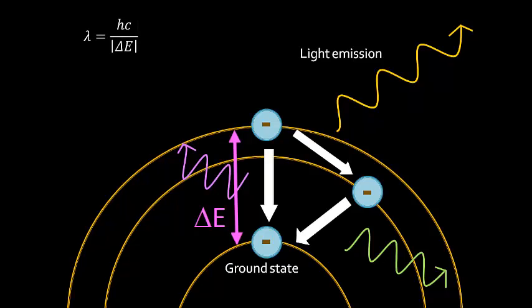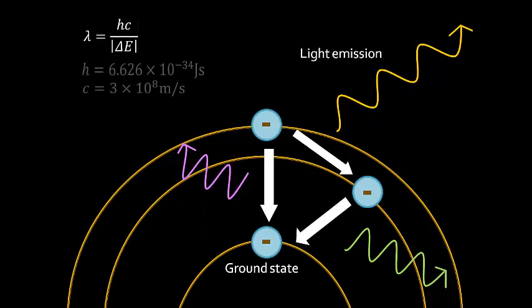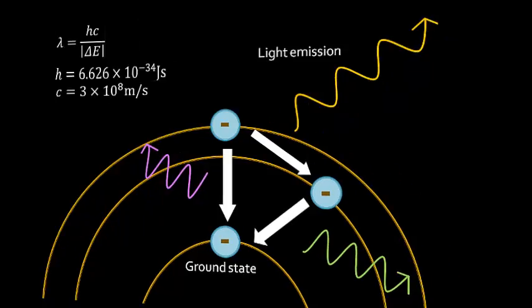The relationship between wavelength and the energy gap between the shells is stated by lambda, which is wavelength, equals h, which is Planck's constant, times c, which is the speed of light, divided by delta E, which is the energy gap between the shells. As a result of the combination of transitions, light of various energies and wavelengths are produced, and the color you see is a blend of these.